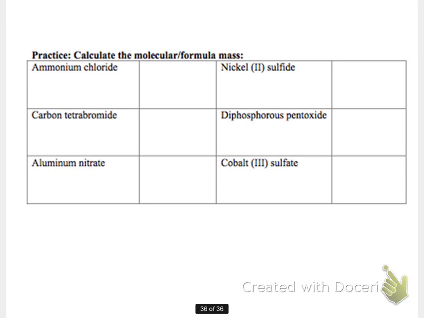So for the next section, practice: write out the formula from the name, and then from the formula, calculate the mass and write it here. Stop the video and go through and do this, and then turn it back on and check your work.